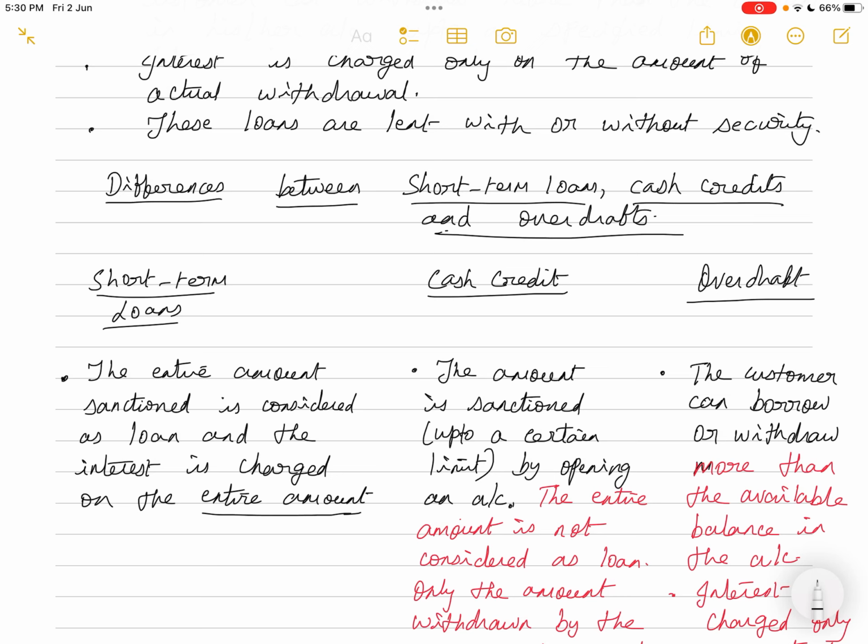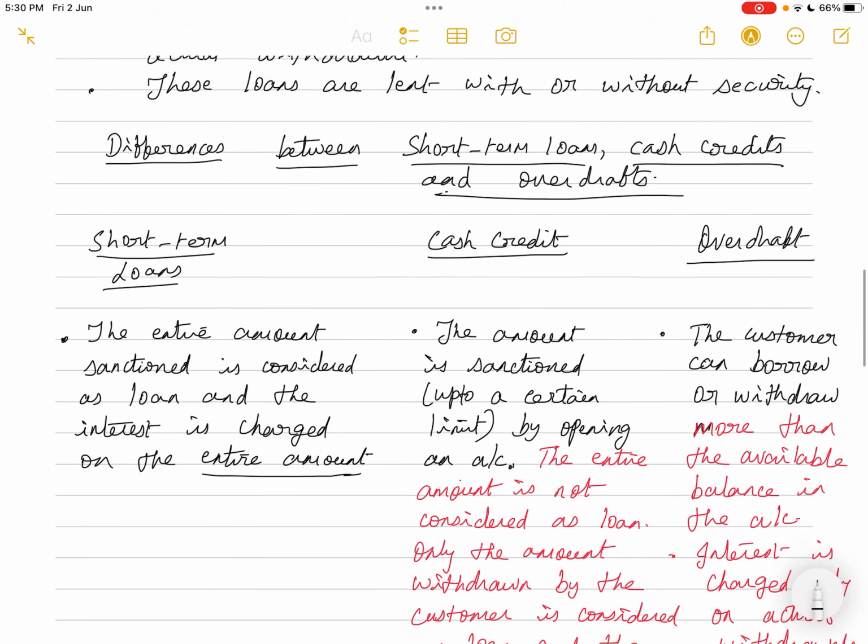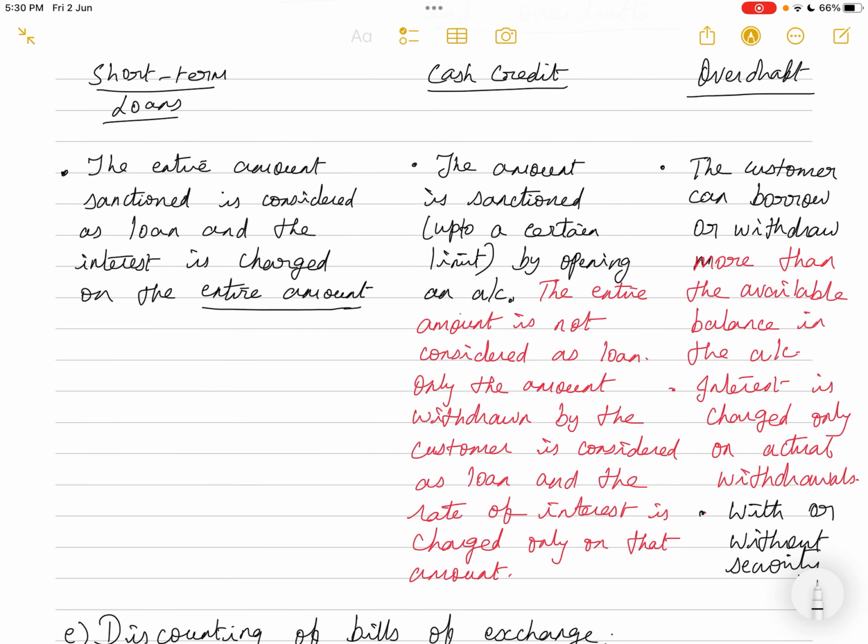Whereas in the case of cash credit, the amount is sanctioned up to a certain limit by opening an account. The entire amount is not considered as loan. Only the amount withdrawn by the customer is considered as loan, and the rate of interest is charged only on that amount. The customer withdraws in the form of installments, and only on the amount withdrawn is the interest charged. And whereas in overdraft, the customer can borrow or withdraw more than the available balance in the account, and the interest is charged again only on the actual withdrawals, and this one is with or without security.